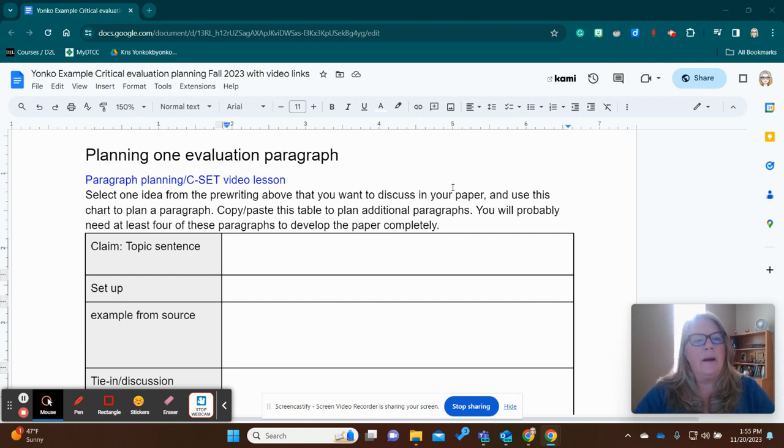If you want to run one of these paragraph plans by me before you continue planning and drafting, I'm happy to look at that for you.